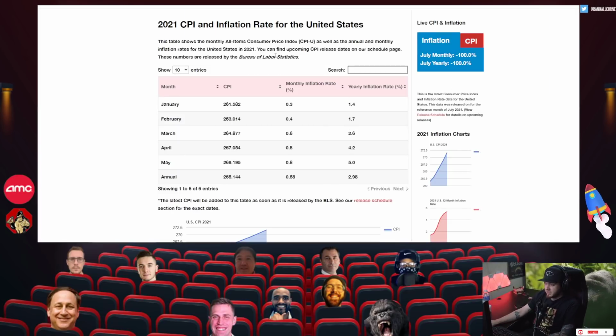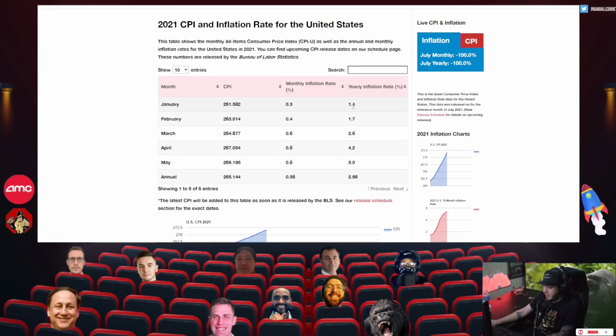Let's take a look at the CPI Inflation Calculator. So this is the scary part, guys. 2021 CPI and inflation rate calculator for the United States. This table shows the monthly all items consumer price index, the CPI-U, as well as the annual and monthly inflation rates for the United States in 2021. So look at the CPI here in January, monthly inflation rate 0.3, yearly inflation rate 1.4. And you just see it go from February, boom, spike, March, spike, April, spike, May continue to run. This is all the data that we have so far.